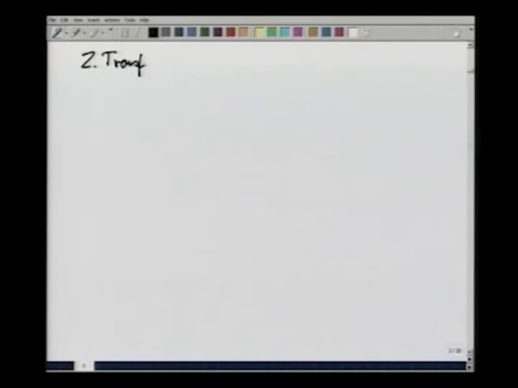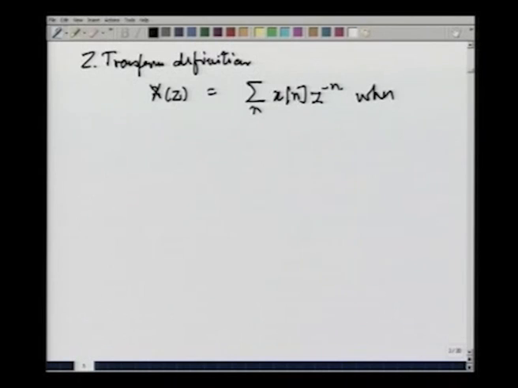Now, let us make the formal definition of the Z transform. X of z, as it is called, equals the summation over all n of x[n] z to the minus n, where z equals r e to the j omega, 0 less than or equal to r less than or equal to infinity, 0 less than or equal to omega less than 2 pi. That is the Z transform.